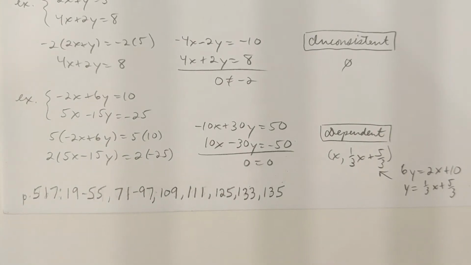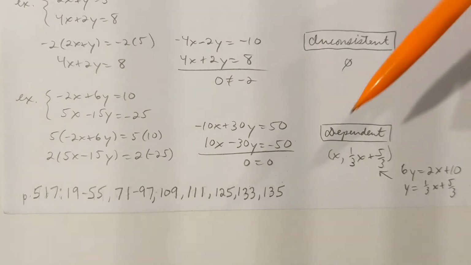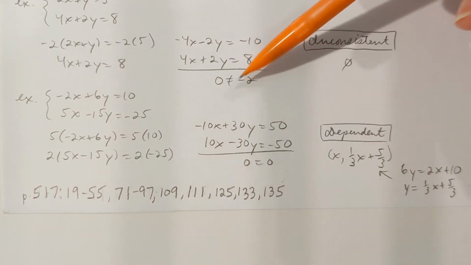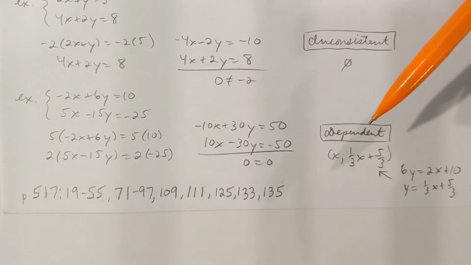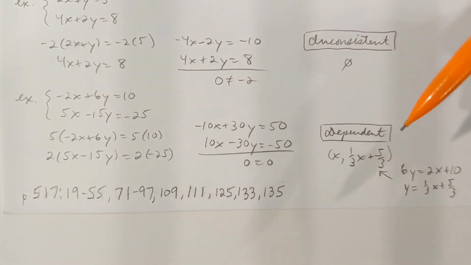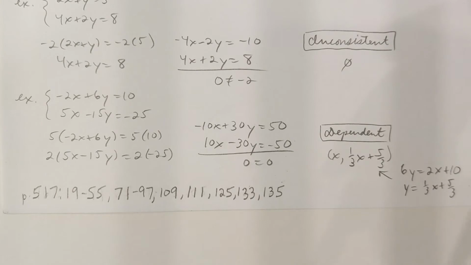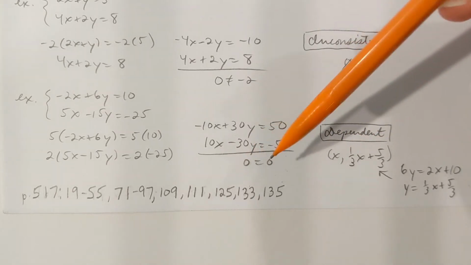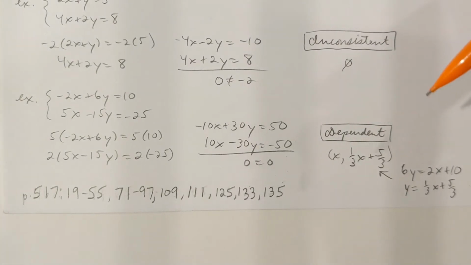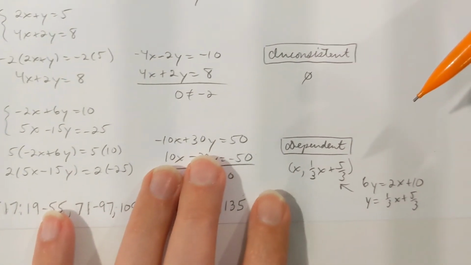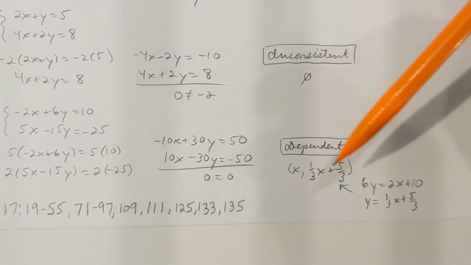I already know that 0 equals 0, but this is a true statement though, unlike what we were getting up here. 0 equals 0 is true. And in this situation there would be infinitely many solutions then, since you're always going to get 0 equals 0, that's a true statement. That's a dependent system.